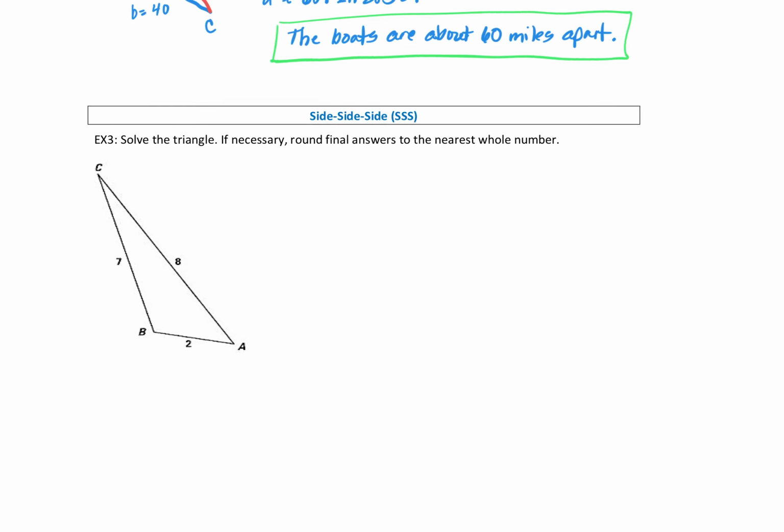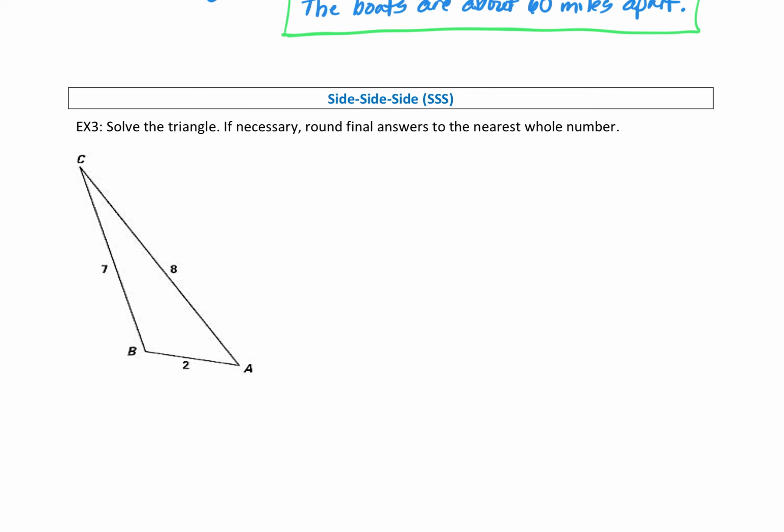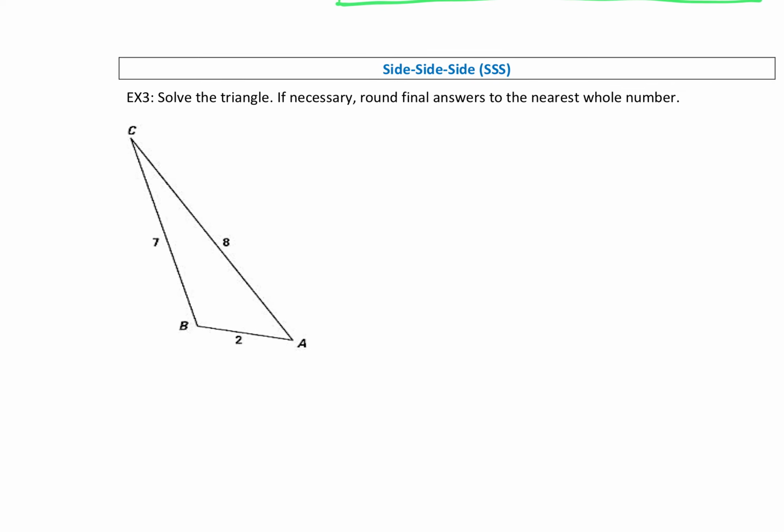Let's look at the last type of triangle that we're going to be solving using law of cosines, and that would be if you have three sides. So this would be a side, side, side. And these triangles that we solved in example 1 and now in example 3, these were those triangles that we ended off with in 11.1. These were the ones that we couldn't solve with law of sines. So now we are solving these triangles using the law of cosines.